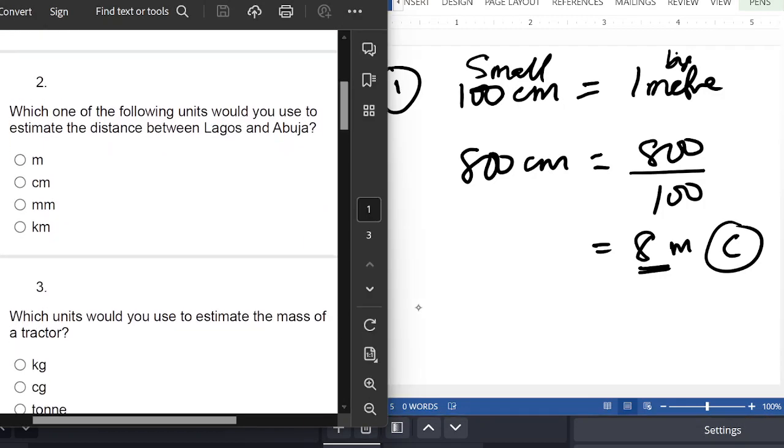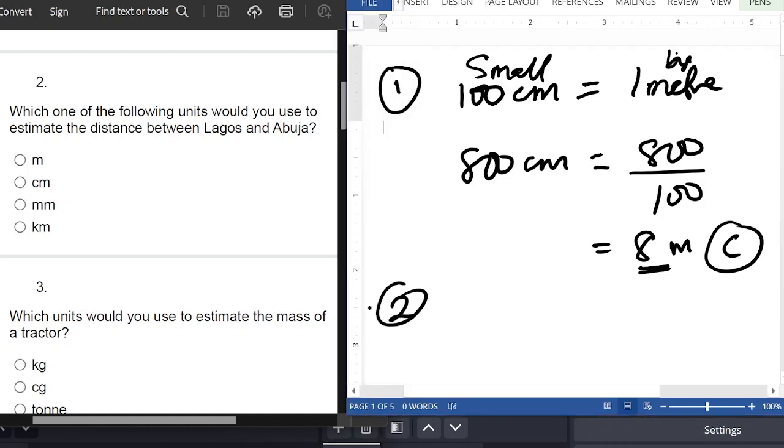Question number 2 says, which one of the following units would you use to estimate the distance between Lagos and Abuja? So we have meters, centimeters, millimeters, and kilometers. As you can see, all these units measure distance, and the distance between Lagos and Abuja is a long distance, so we cannot make use of meters, centimeters, or millimeters. So the answer here is what?